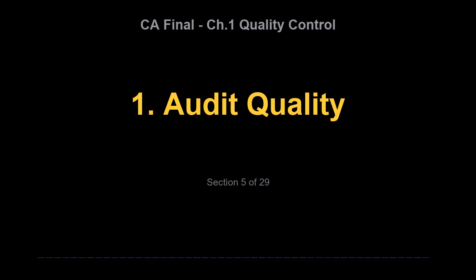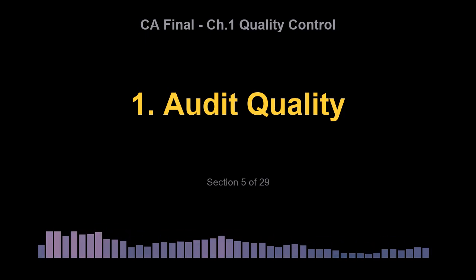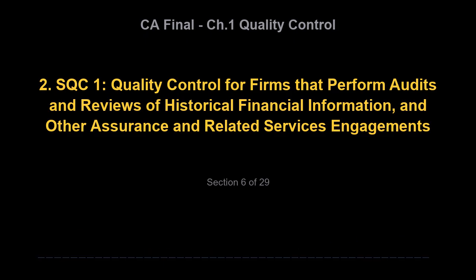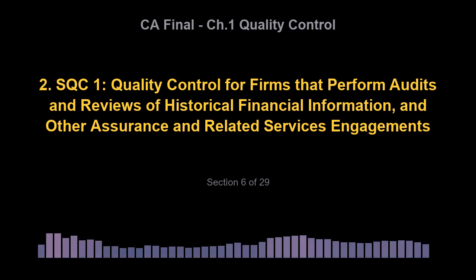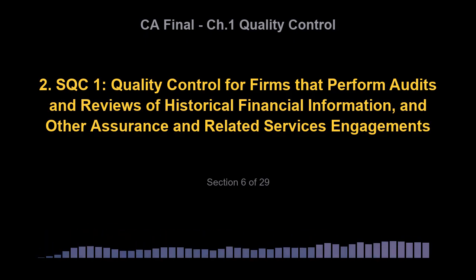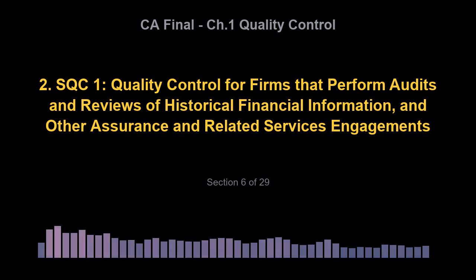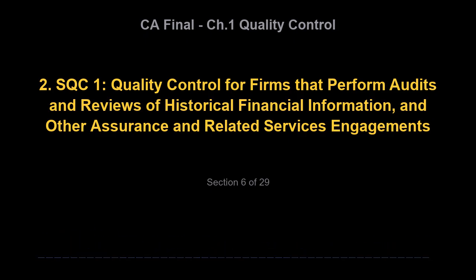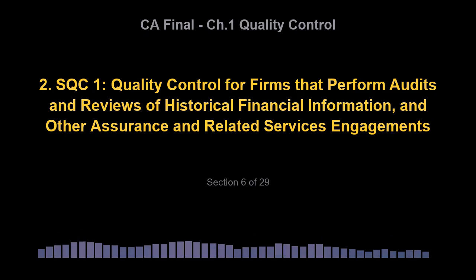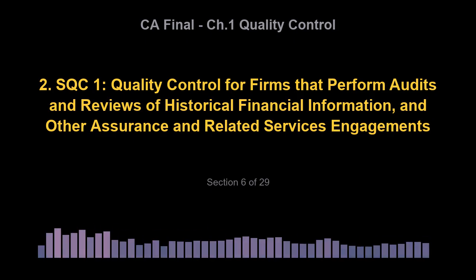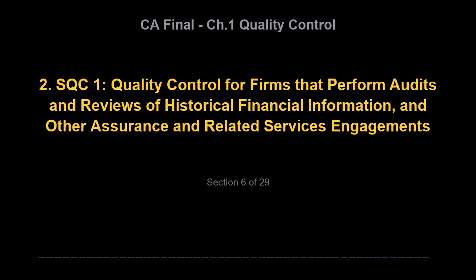2. SQC1, quality control for firms that perform audits and reviews of historical financial information and other assurance and related services engagements. SQC1 requires that the firm should establish a system of quality control designed to provide it with reasonable assurance that the firm and its personnel comply with professional standards and regulatory and legal requirements, and that reports issued by the firm or engagement partners are appropriate in the circumstances. The firm's system of quality control should consist of policies designed to achieve these objectives. This quality control standard applies to all firms irrespective of their constitution.